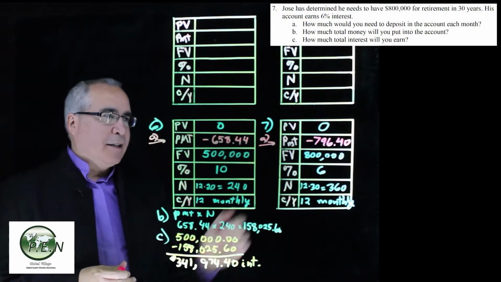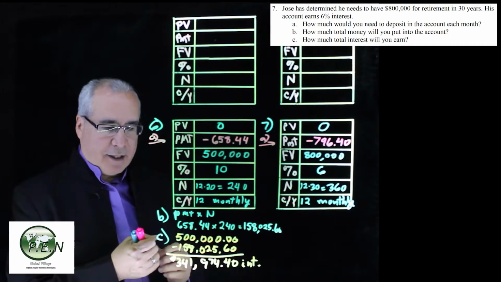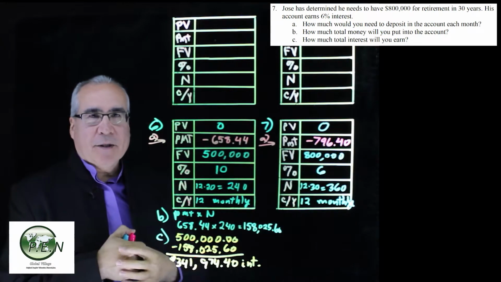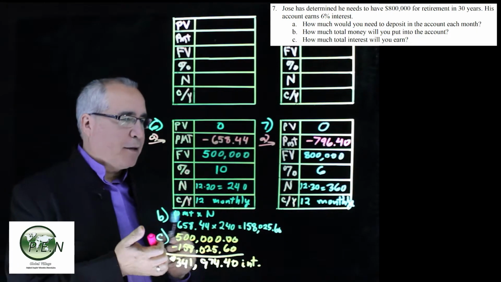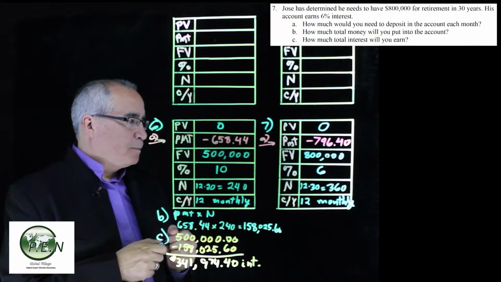So if he did it at 10%, he might be able to do this for the same amount. That's the kind of thing that you can play with. Just change this 6 to 10 and see how much that drops off. That power of getting the education on how to invest.